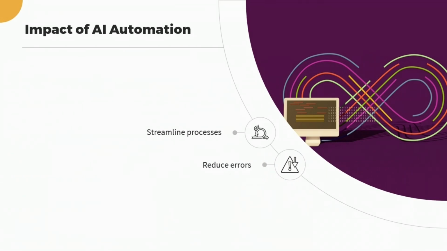And by automating repetitive tasks and decision-making processes, AI reduces the risk of human errors, inconsistencies, and oversights, enhancing accuracy, reliability, and compliance. And on top of that, AI automation accelerates task execution. It minimizes manual effort and it optimizes resource allocation, resulting in higher productivity, faster time to market, and improved customer satisfaction.